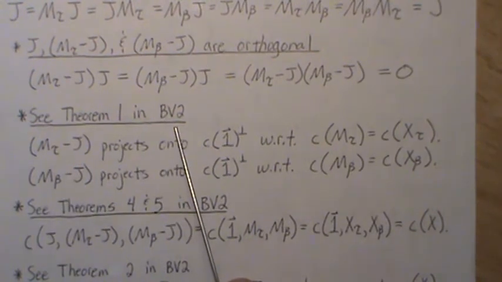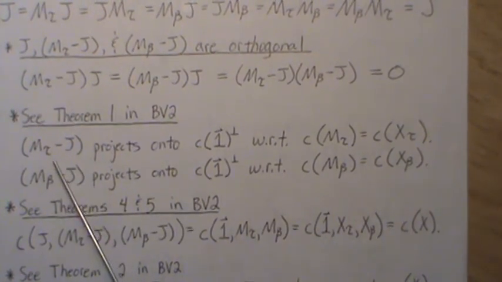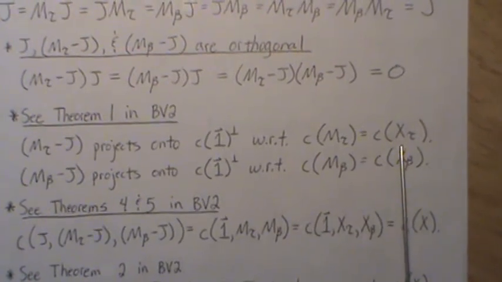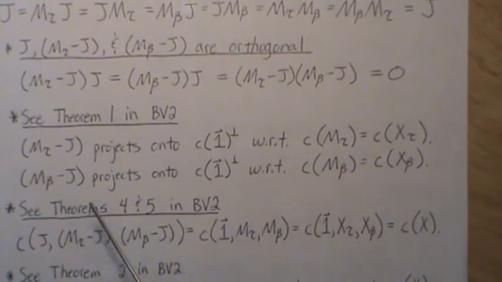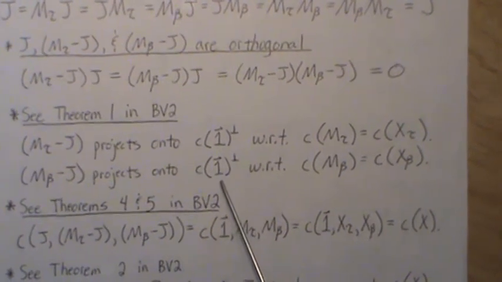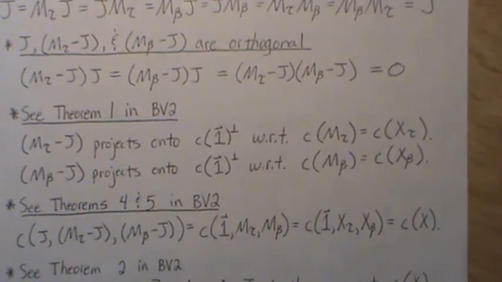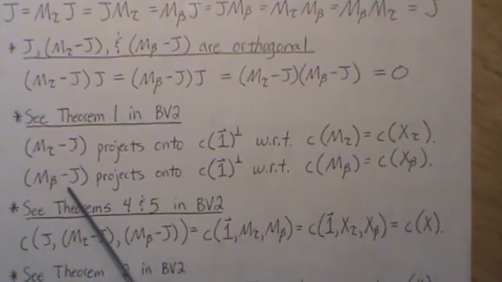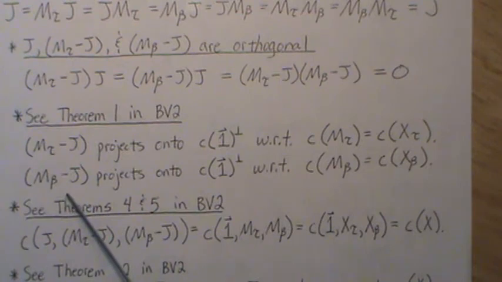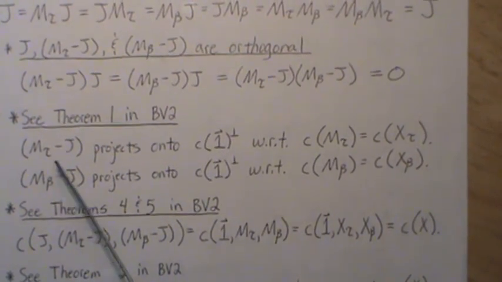Theorem 1 in BV2, background video 2: M tau J projects onto the column space of X, but orthogonal to the 1 vector. In the same way here, M beta J projects onto the orthogonal complement space of the 1 vector, but with respect to the column space of X beta. And what this means is, let's just look at this one here for a second. If we pre-multiply some vector dangling in AB space by this, it shoves it into the column space of X beta, but orthogonal to the 1 vector. So that's what this means.